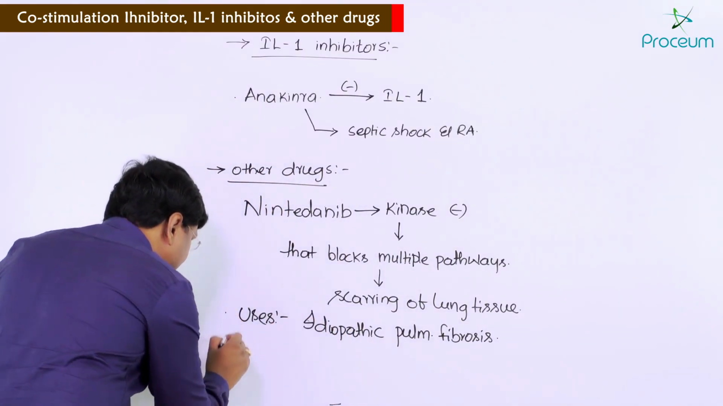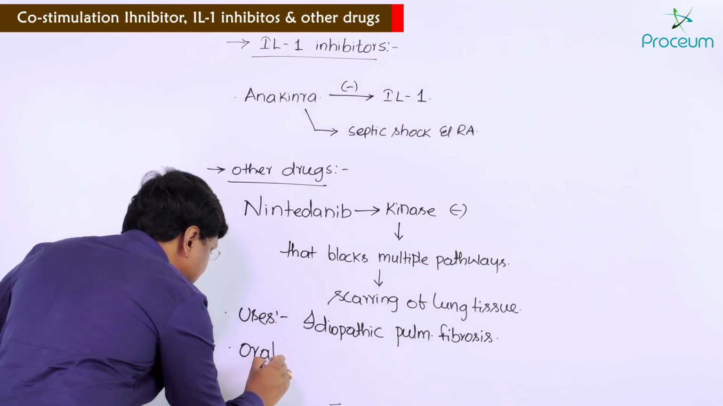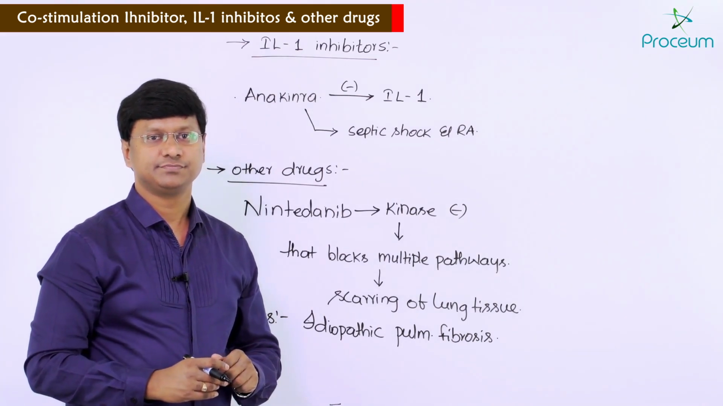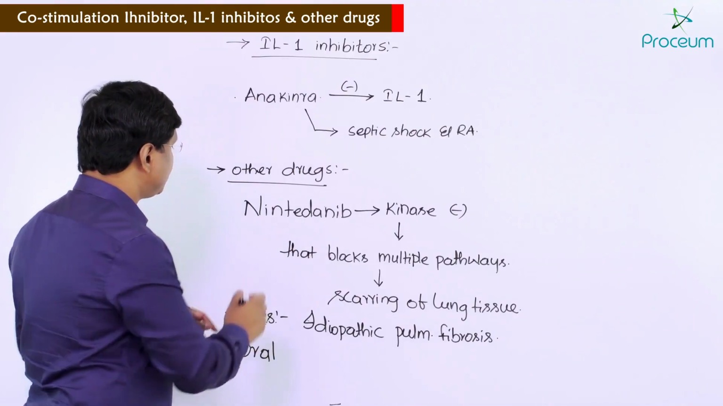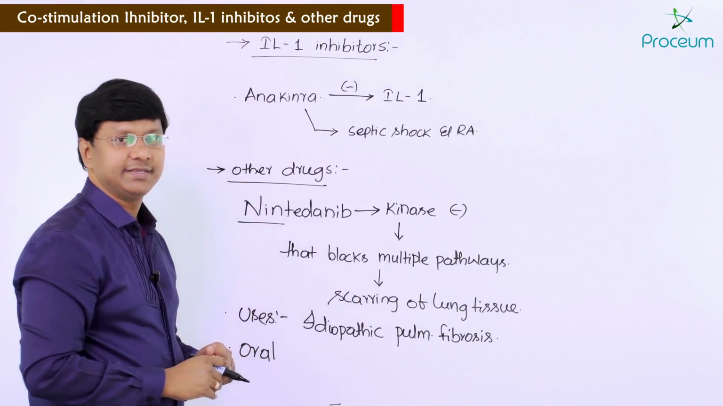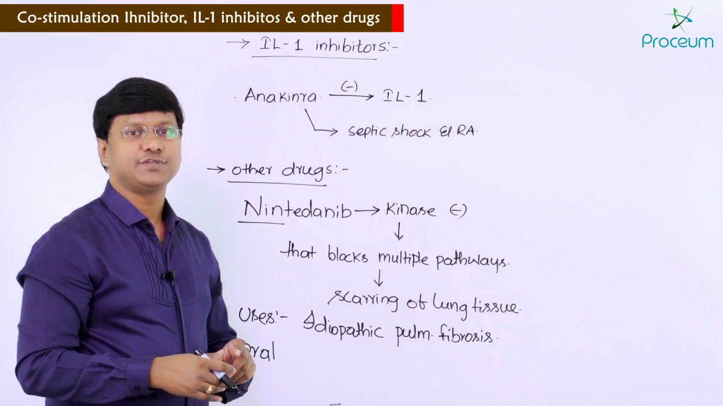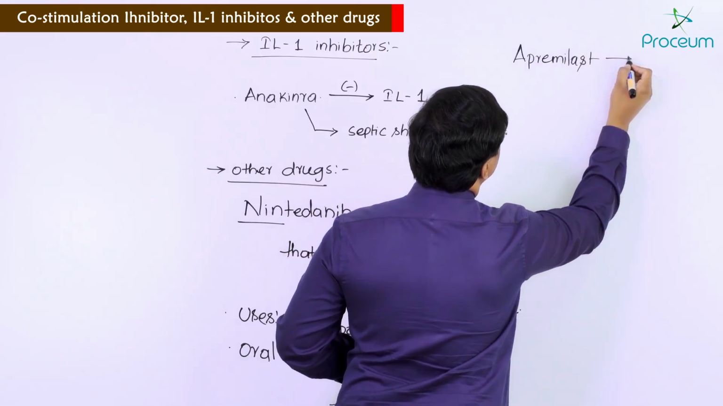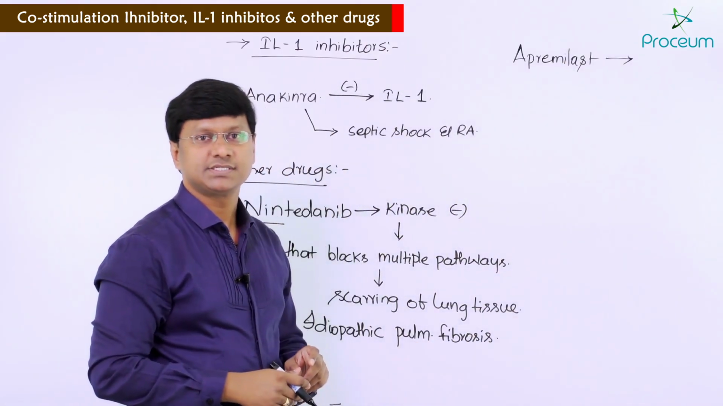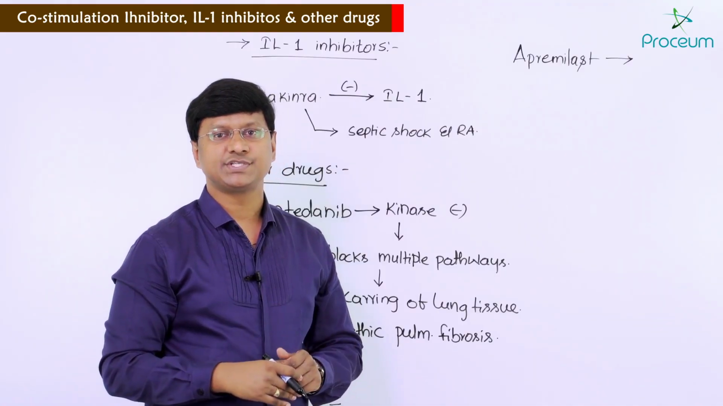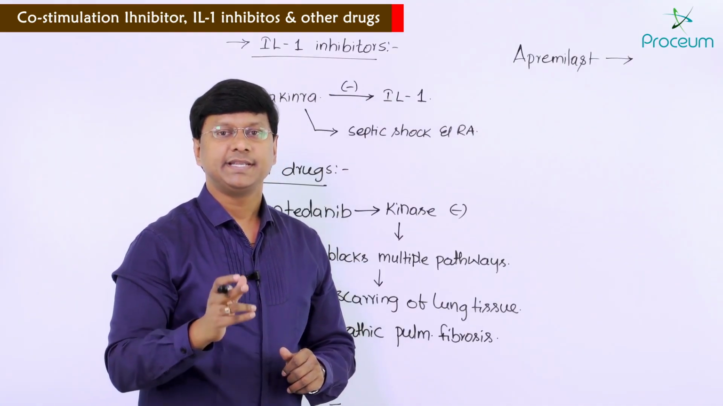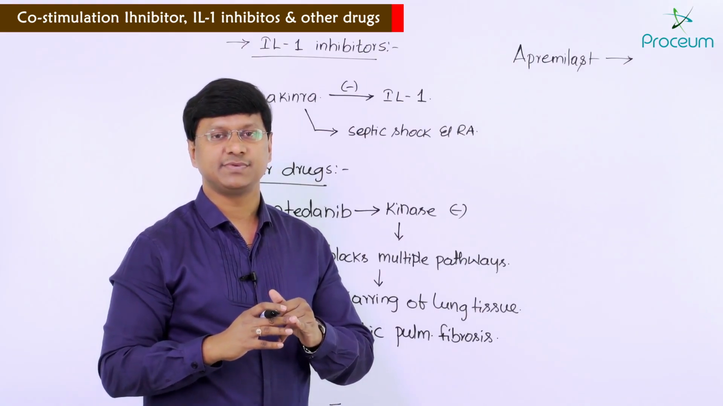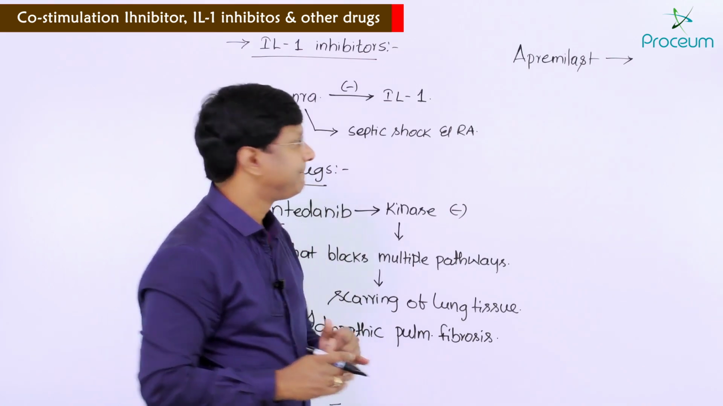Now if you take the route of administration of this drug, it is the oral route of administration. Next, apart from Nintedanib, we have another important drug which is called Apremilast. Now if you see this drug Apremilast, remember it is a phosphodiesterase 4 inhibitor and it is indicated for severe plaque psoriasis as well as psoriatic arthritis.